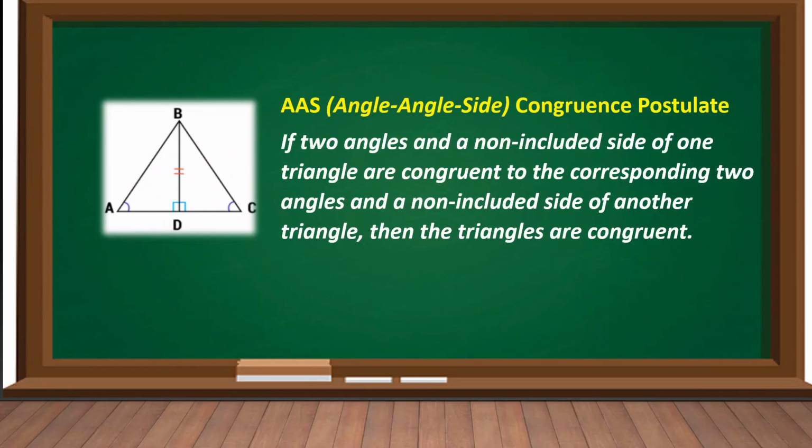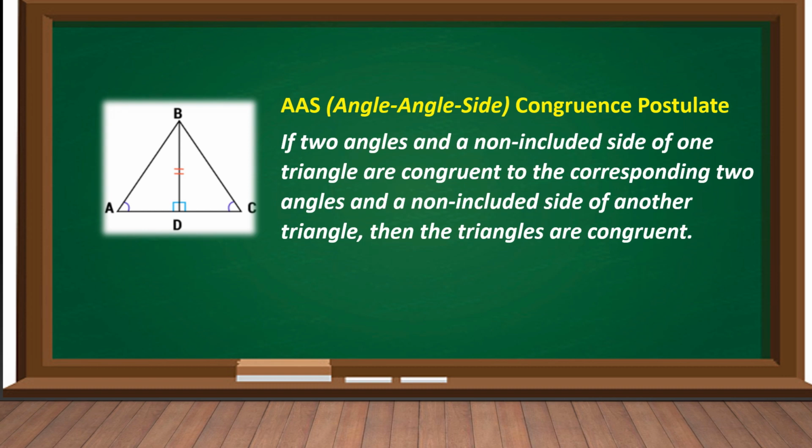This time, let's have the fourth and last congruence postulate. It is known as the AAS congruence postulate. This postulate states that if two angles and a non-included side of one triangle are congruent to the corresponding two angles and a non-included side of another triangle, then the triangles are congruent.